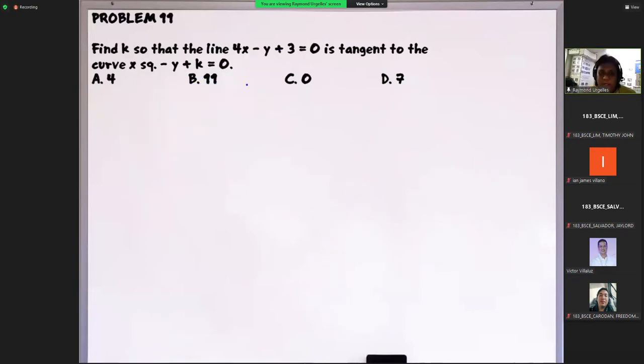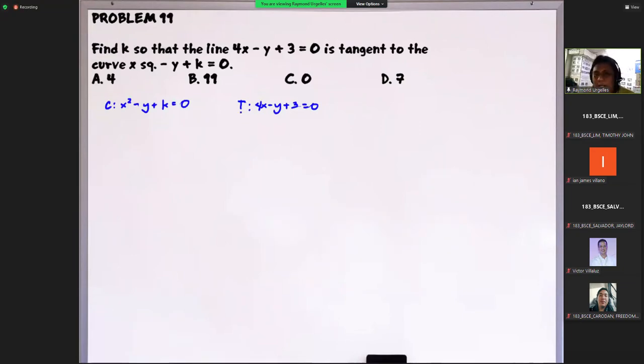Okay? So let's try here. Again, ang curve natin dito is given by the equation x squared minus y plus k is equal to 0. And yung tangent line naman natin is given by the equation 4x minus y plus 3 is equal to 0. Okay? So again, tangent line natin dito is 4x minus y plus 3 is equal to 0.